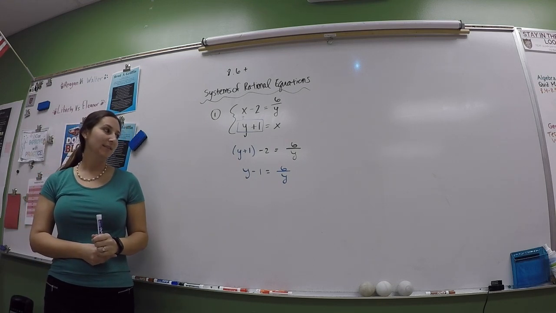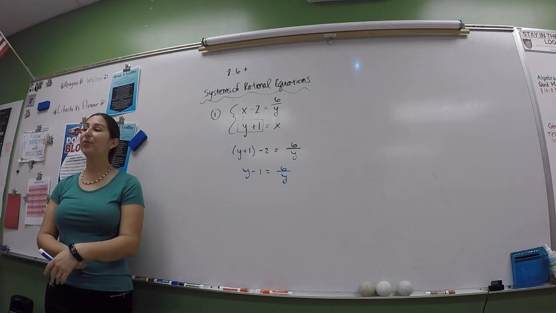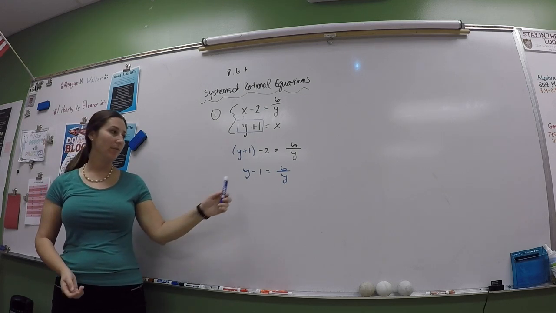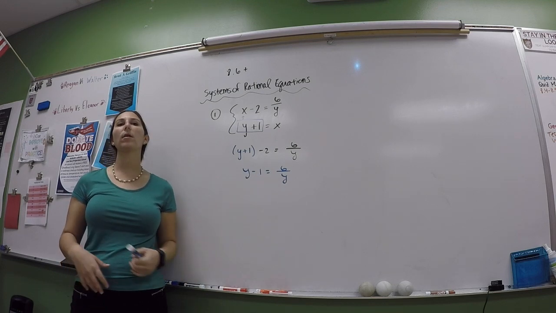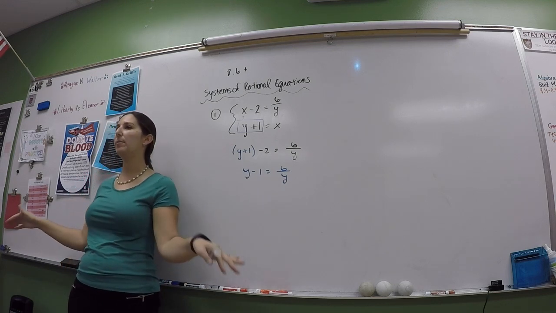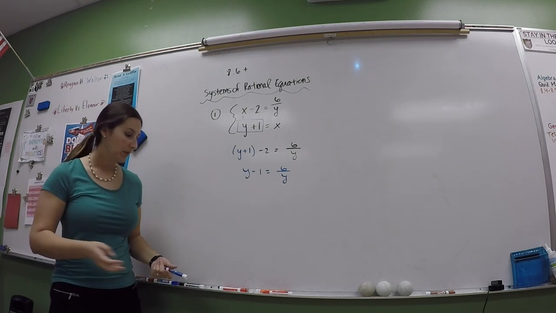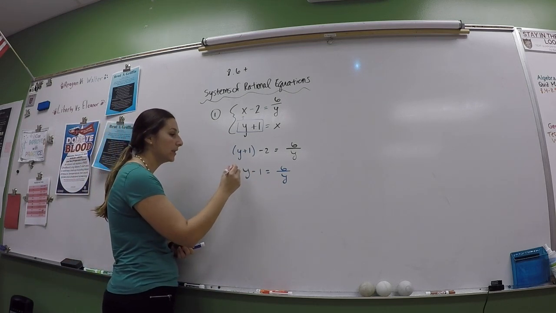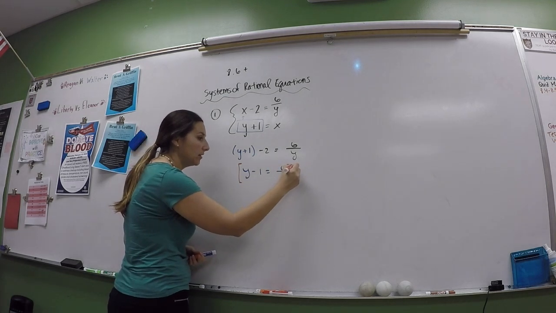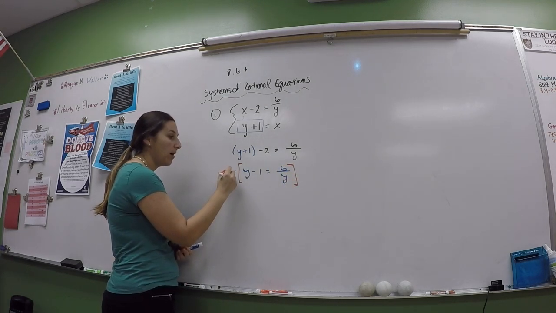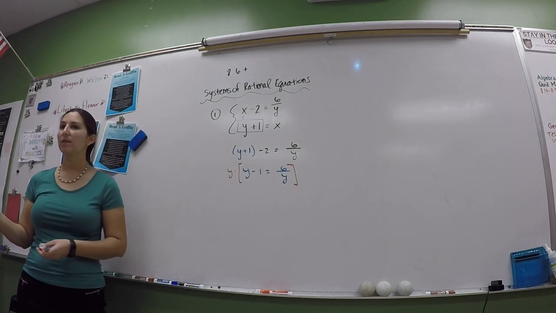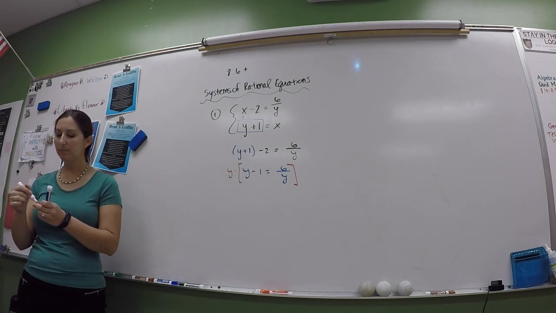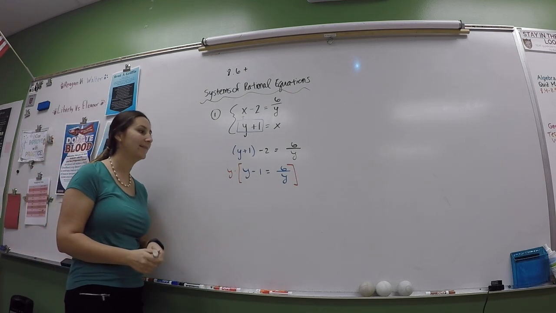I'm going to distribute the 2 next time. In order to solve for y, you can either find a common denominator, or what would be easier is to just eliminate the denominators completely. The reason that would be easier is because we only have one denominator. So it's really easy to just take this whole equation and multiply by y. That will eliminate the denominator. I did that and then I thought I was wrong.